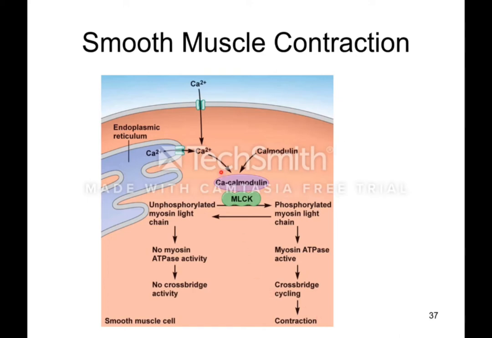As you see here, calcium ion joins to the calmodulin. In the skeletal and cardiac muscle, calcium binds to the troponin. That is another exception in the smooth muscle compared to skeletal and cardiac muscle.